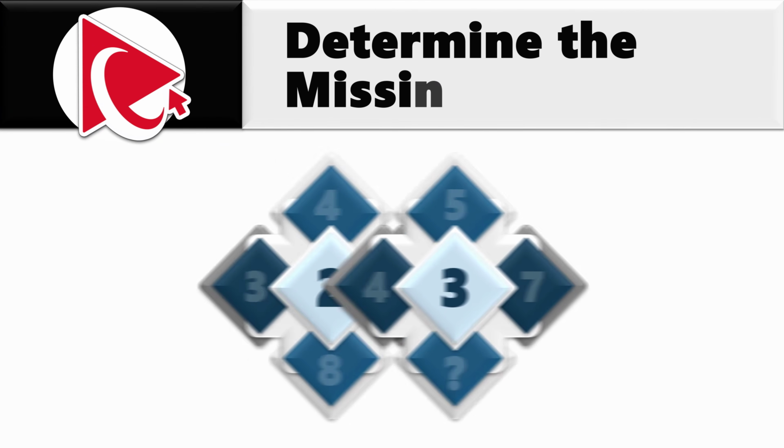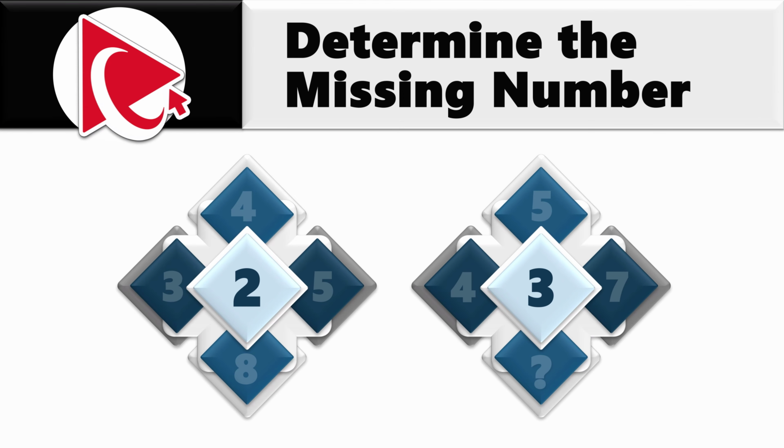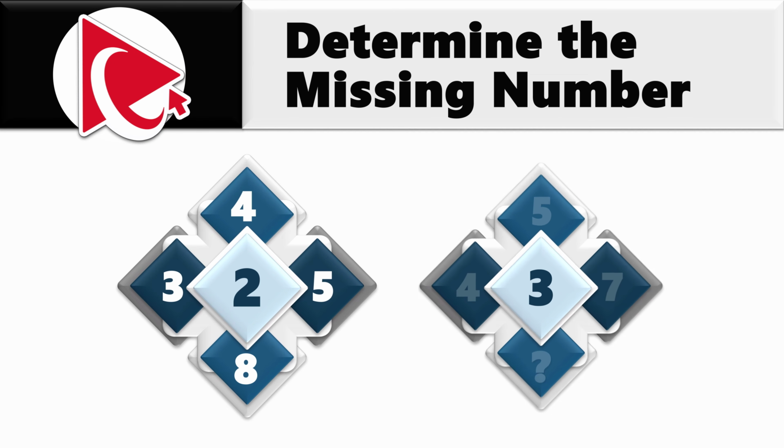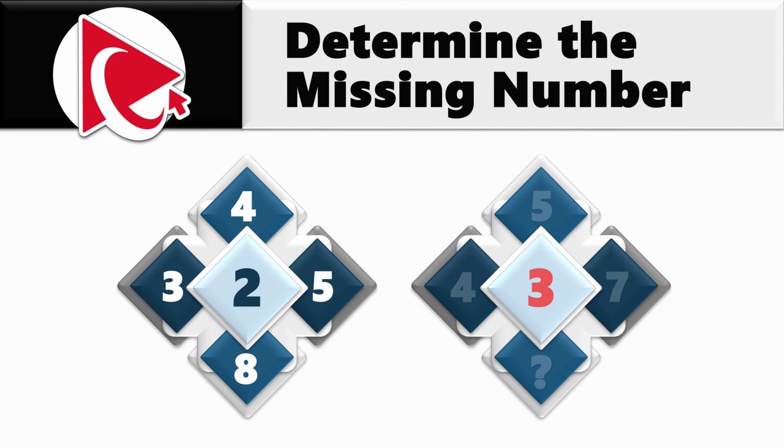You're presented with 2 diamonds that have numbers inside. In the first diamond, the middle number is 2. Then starting from the 9 o'clock, the numbers are 3, 4, 5, and 8. In the second diamond, the middle number is 3. And starting from the 9 o'clock, the numbers are 4, 5, 7, and then comes the missing number, which you need to calculate and select out of 4 possible choices.